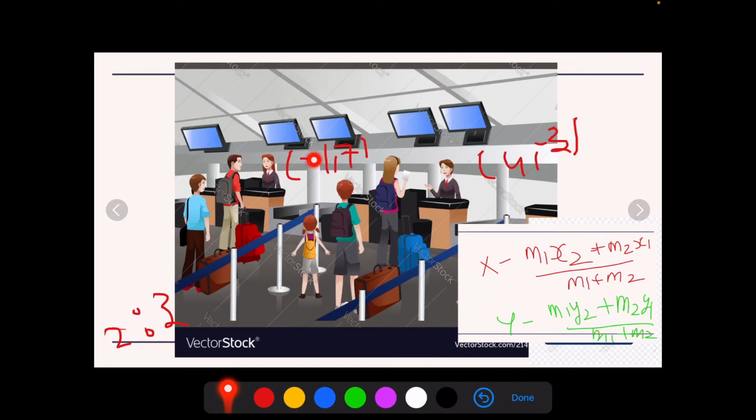Now we have the values of x1, x2 and y1 and y2 as well. -1 is x1 and 4 is x2 and 7 is y1 and -3 is y2. Upon applying this formula, we get the final answer as 1, 3. This is where the airlines have to place their poster.